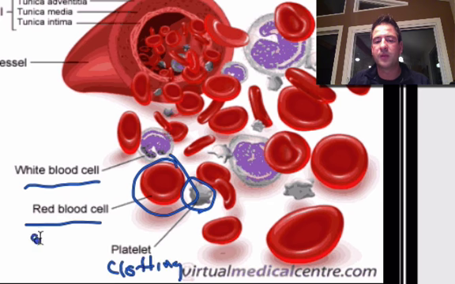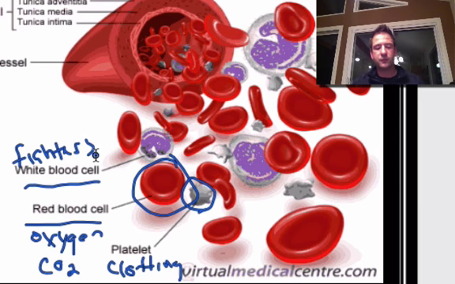Red blood cells carry oxygen and then carbon dioxide, I'll just write CO2. And white blood cells are for fighting infection. So they are fighters. Okay.